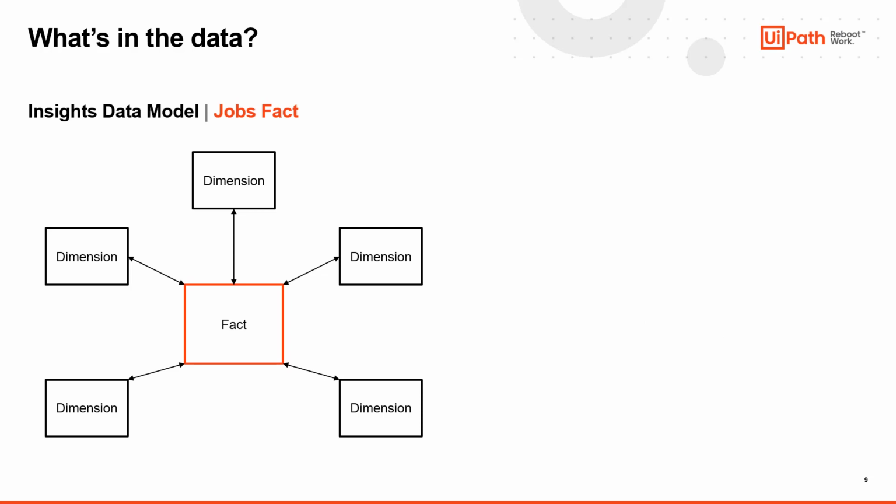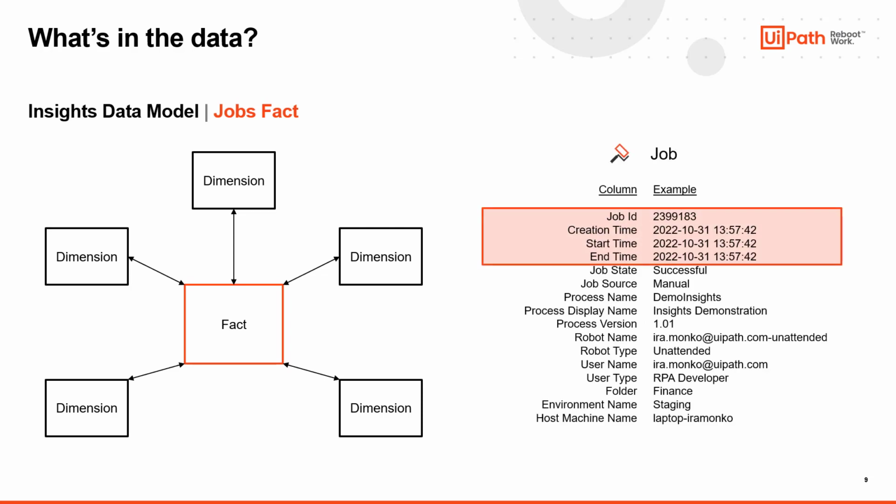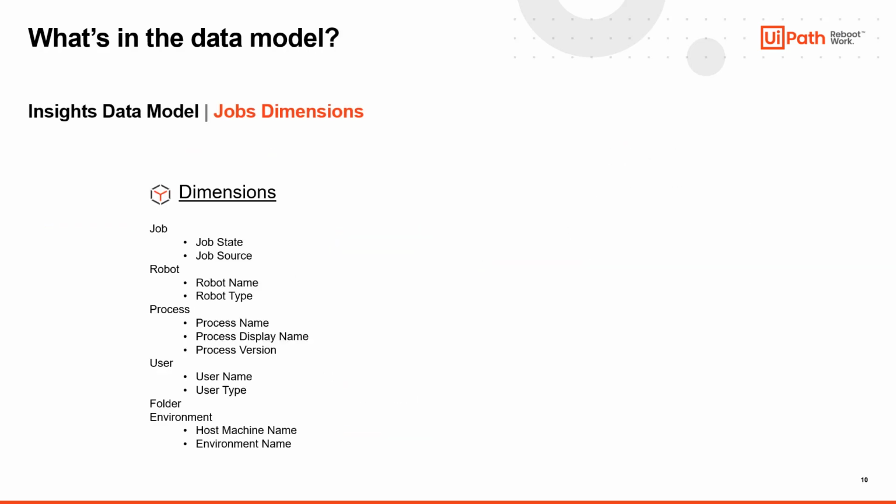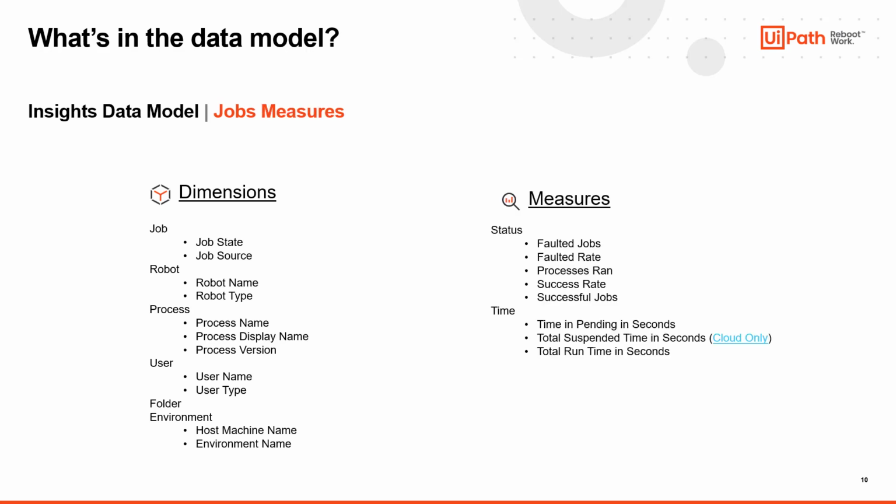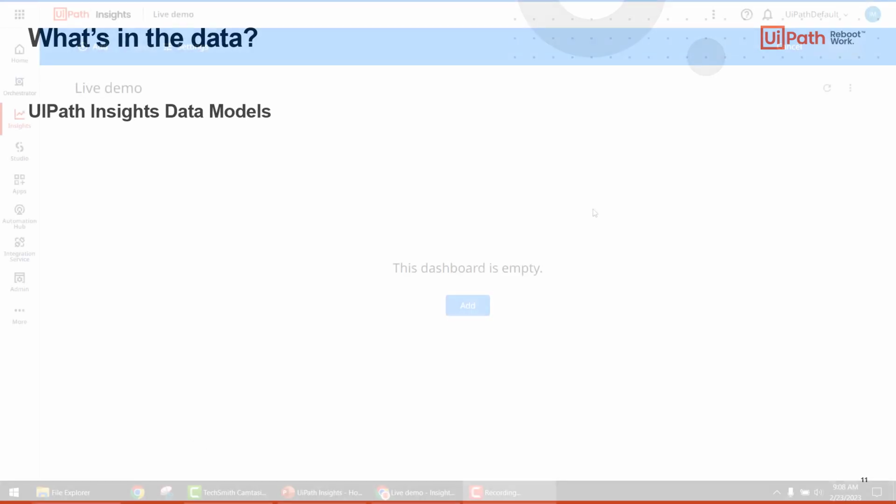So if we take a look at the jobs data model, our jobs fact is the job ID and the creation, start, and end time. Everything else is a dimension, and these can be categorized into job, robot, process, user, folder, and environment. We also have measures, things like status. What was the faulted rate? What was the success rate? And we have time. How long did it run? How long was it in pending? How long was it in the suspended mode?